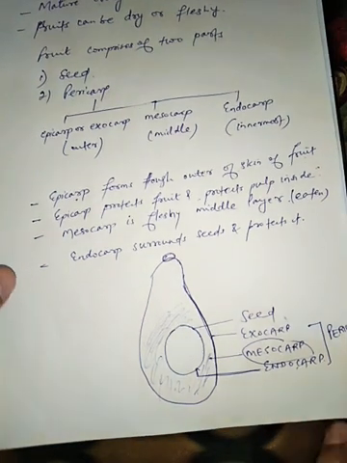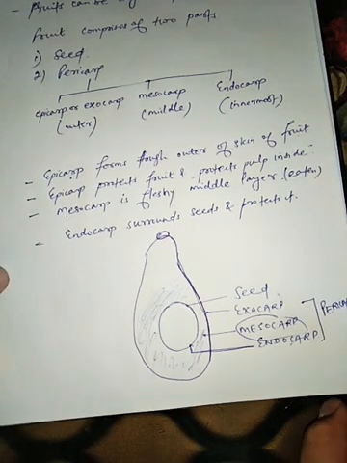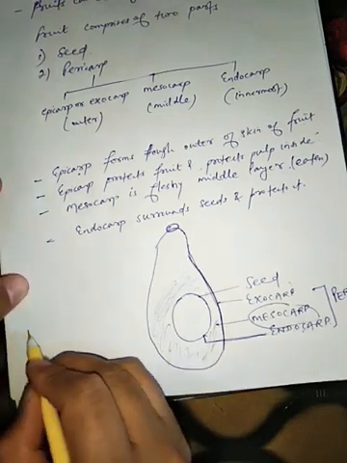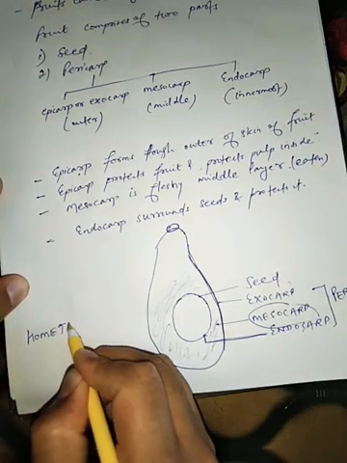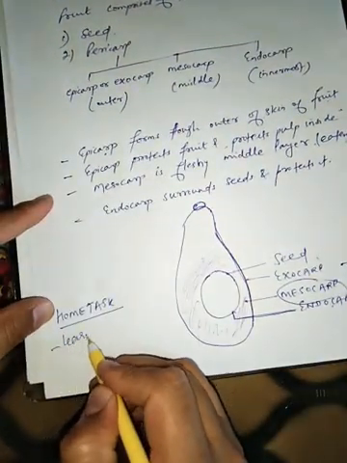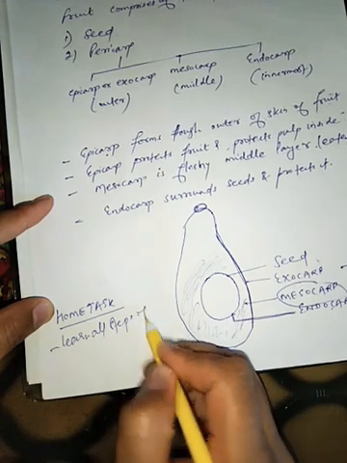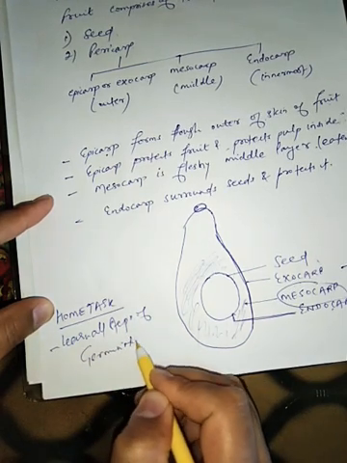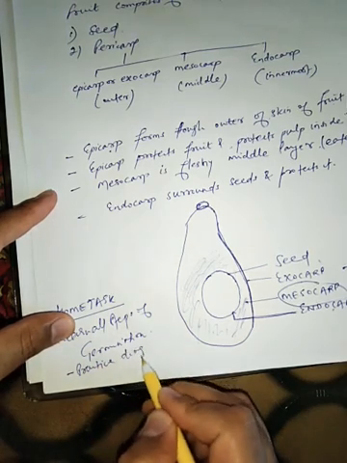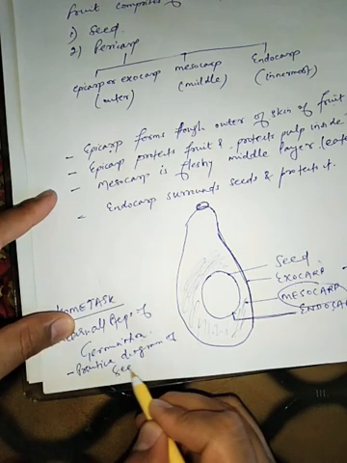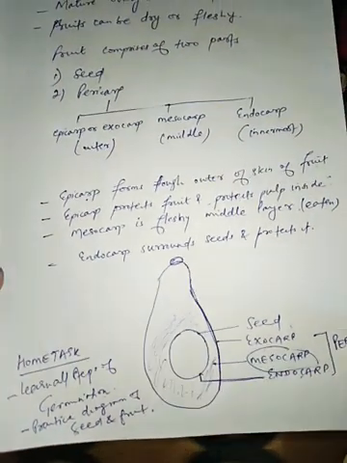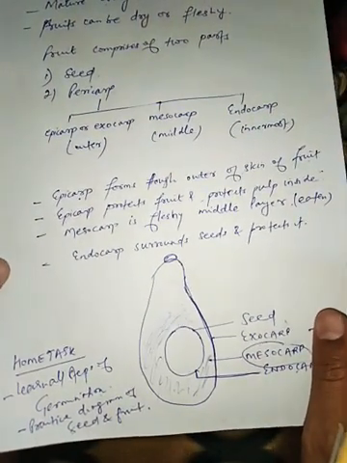So students, now your first chapter is over. Now what you have to do today, your home task is, you have to learn all the steps of germination. Second, you have to practice the diagram of seed and fruit. So in our next lecture we will start the second chapter.